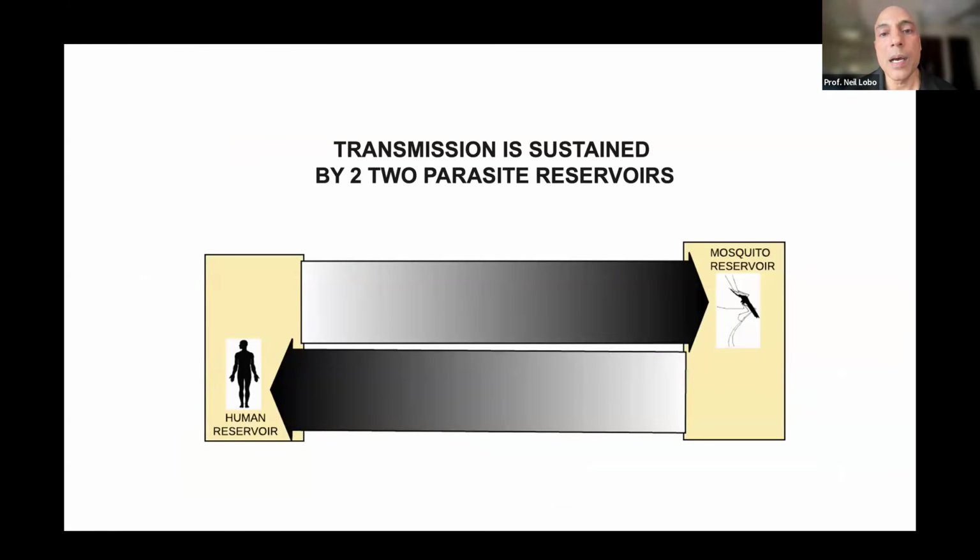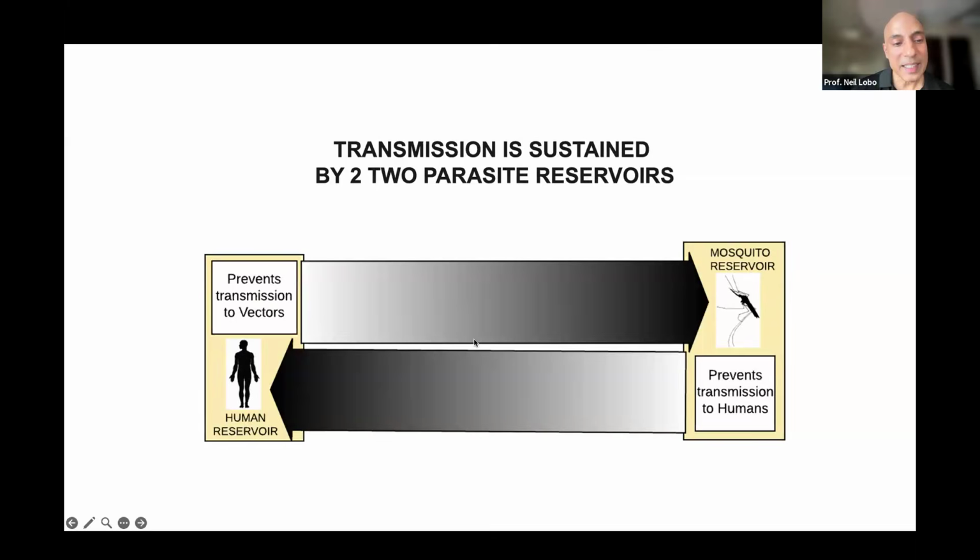So the second principle is that transmission, with malaria at least, is sustained by two parasite reservoirs. One parasite reservoir is in the mosquitoes. There are mosquitoes infected with parasites flying around. And the other parasite reservoir is in humans. There are humans with malaria, well, not flying around, but walking, sitting, sleeping around.